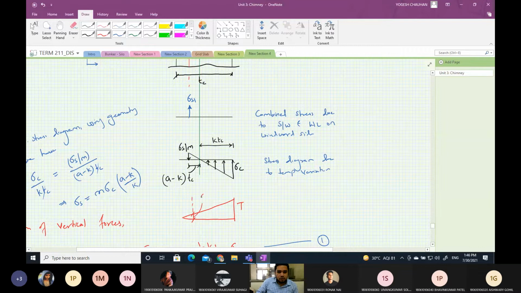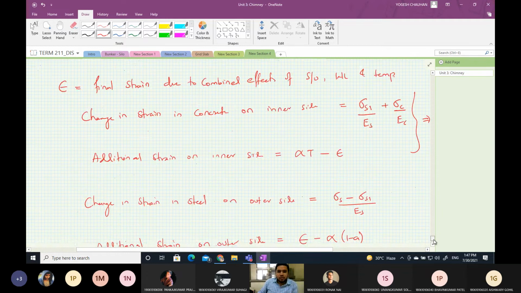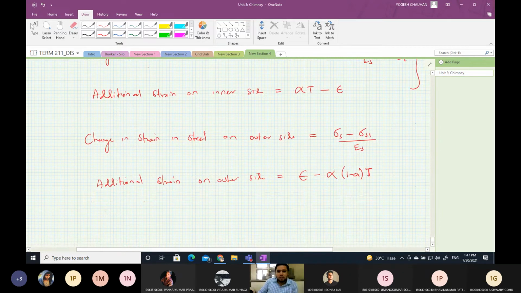So the temperature here will be 1 minus a times T, because this distance is a times tc and the total distance is tc. So in tc distance, the temperature difference is T. So in a times tc, it will be 1 minus a times T. So this is the temperature corresponding to the level of the steel. We multiply with the coefficient of thermal expansion, so you will get this strain due to temperature variation, and this is the final strain.